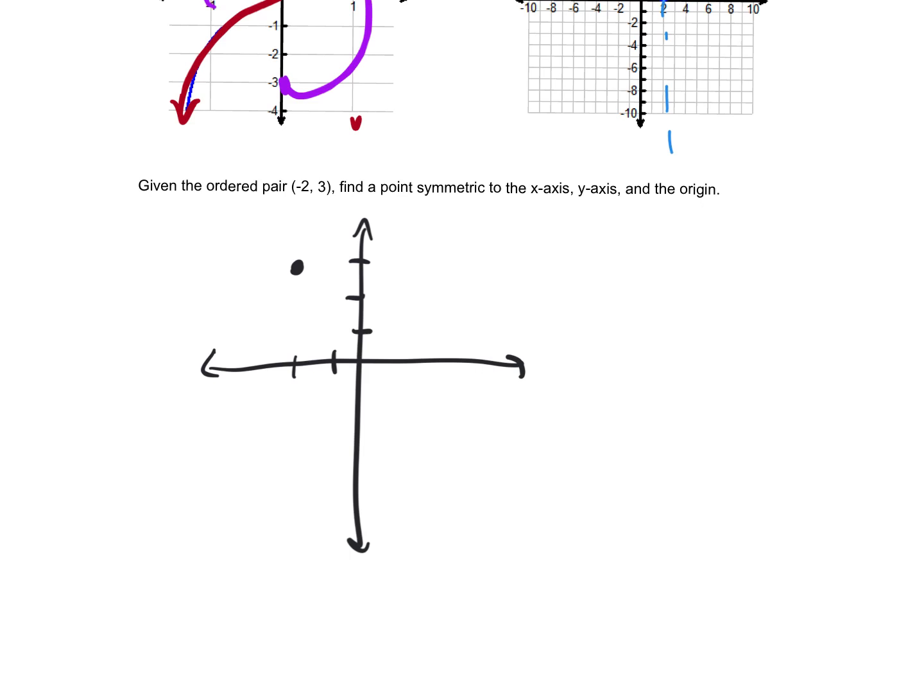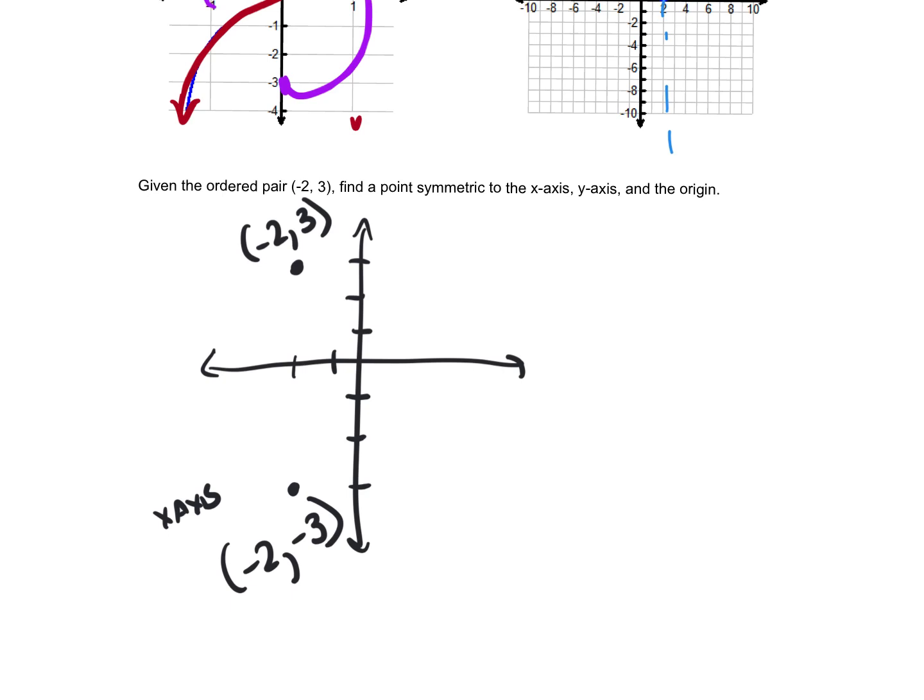So let's say I want to find a point symmetric to this, to the x-axis, y-axis, and origin. If I want to find a point symmetric to the x-axis, it's going to flip over the axis, so it's going to go down here to quadrant 3. But what's more interesting is if you look at this x-axis symmetry point and see how it relates to the first point. You can see that it has the same x, still negative 2, but the y has to be the opposite. So for x-axis symmetry, it appears the x stays the same, but the y changes signs.